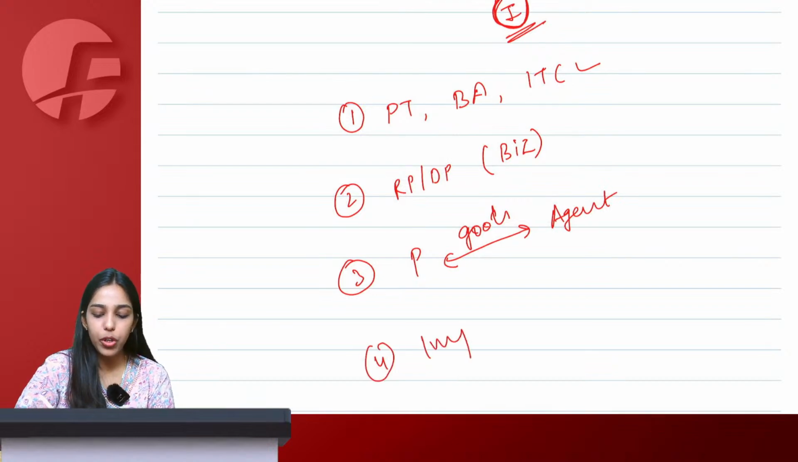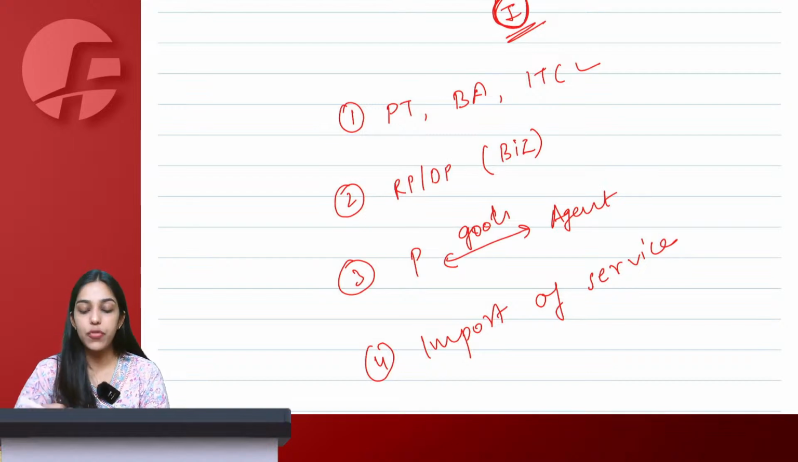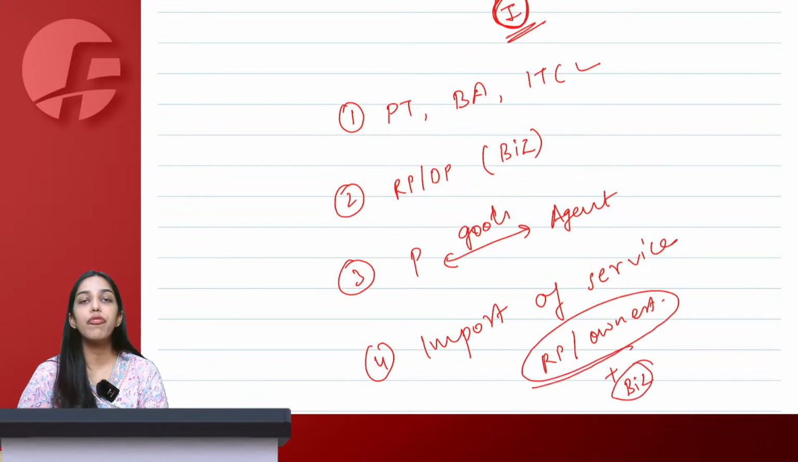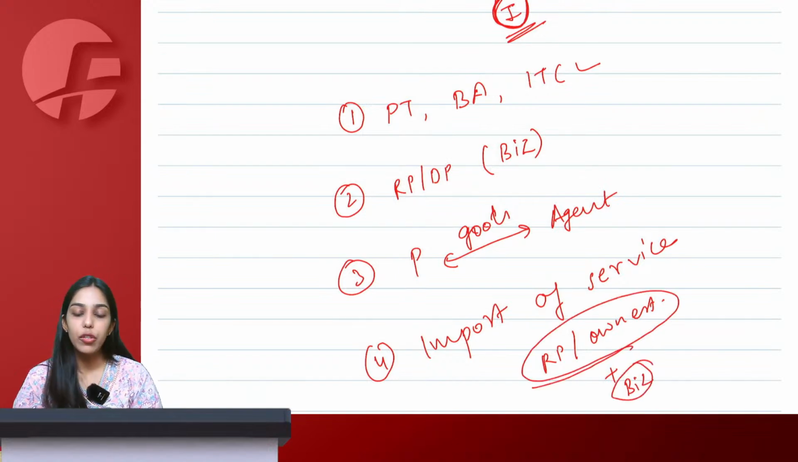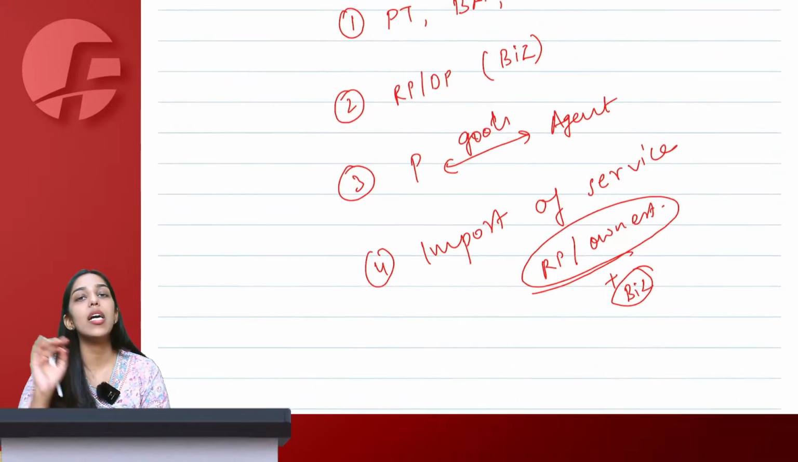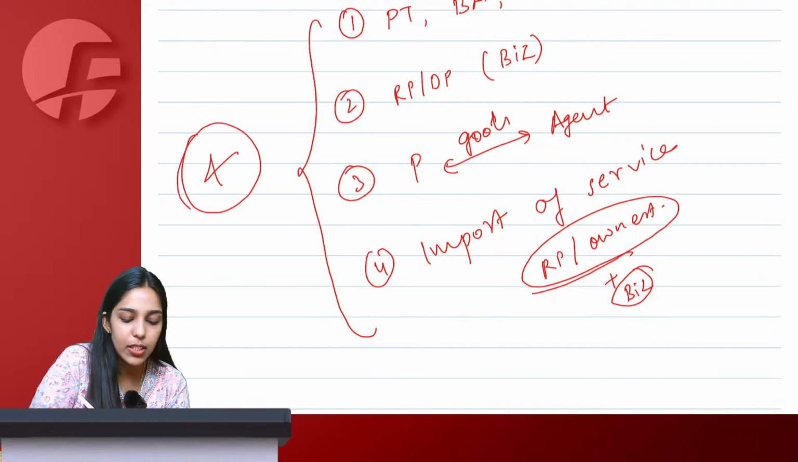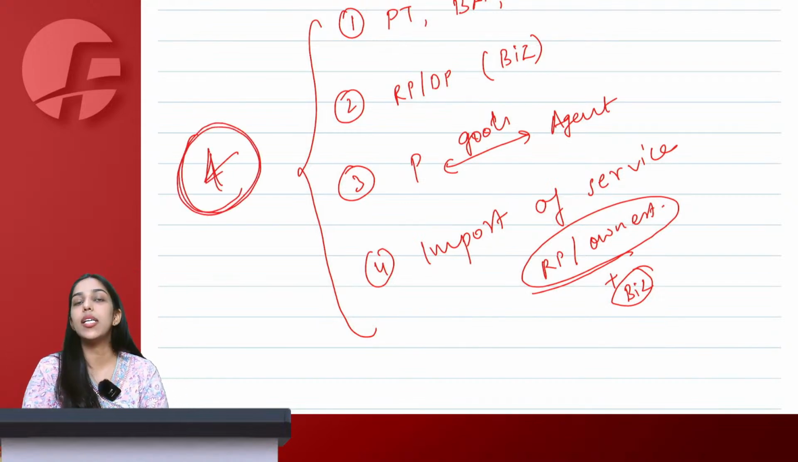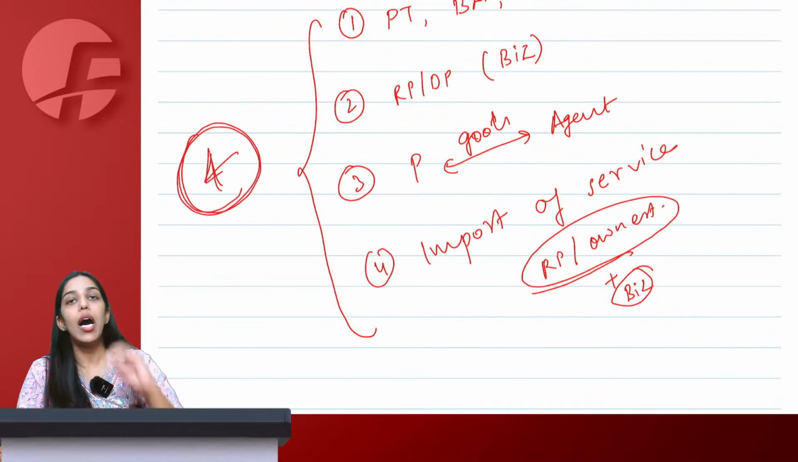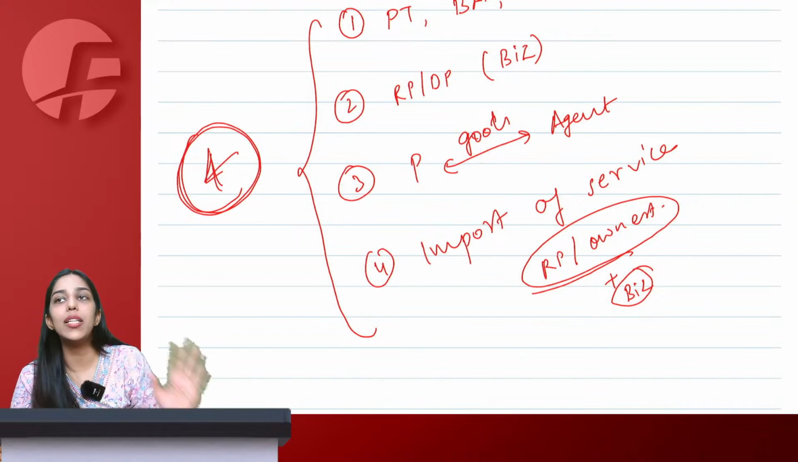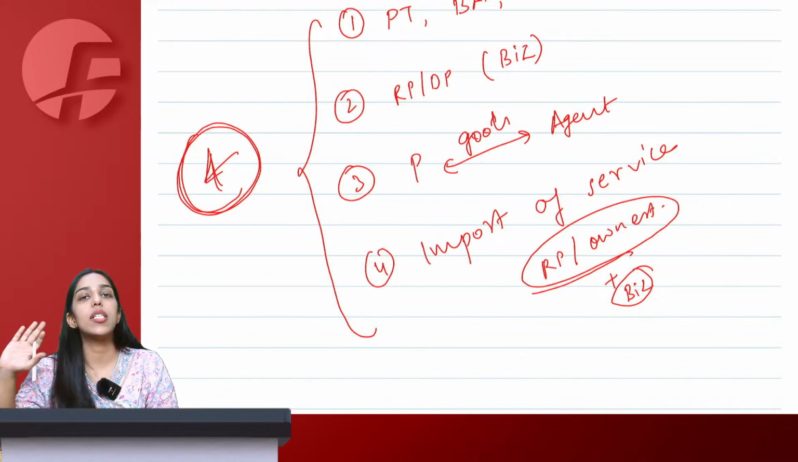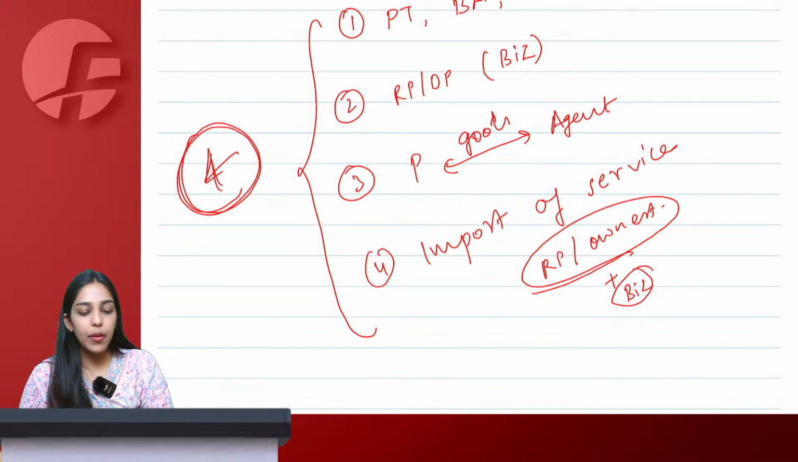And point number 4, we talk about import of service. Point number 4, import of service, but it has to be from a related person or own establishment, plus it has to be in course or furtherance of business. If both the conditions are fulfilled, then we will say that it is a supply, even without consideration. So only and only these 4 activities can be considered as supply without consideration. Otherwise, you always have to apply the golden rule: no consideration, no supply.